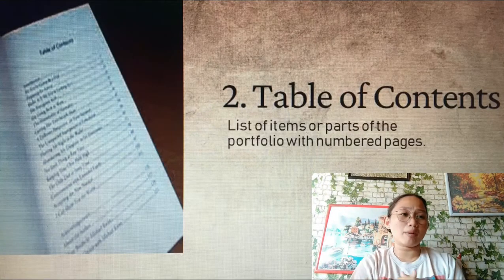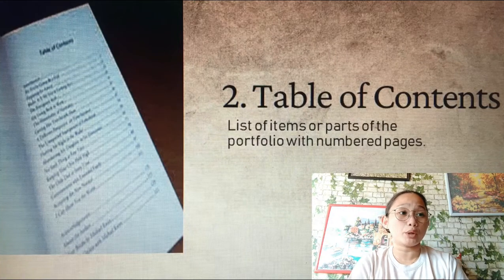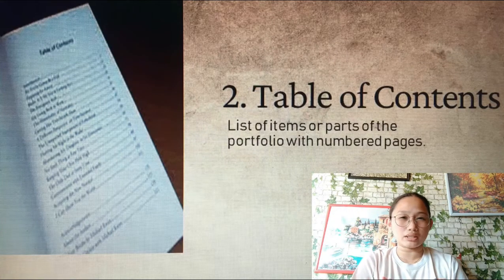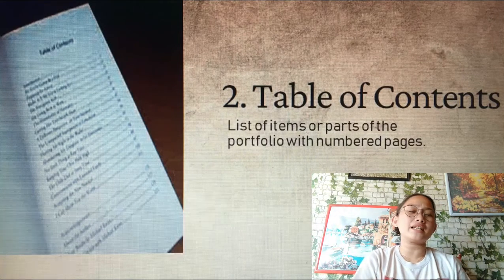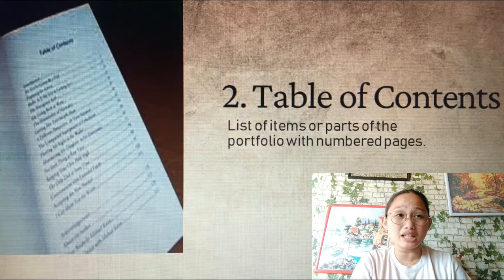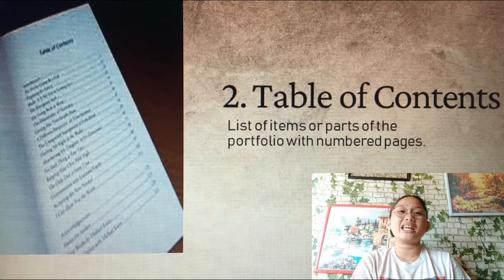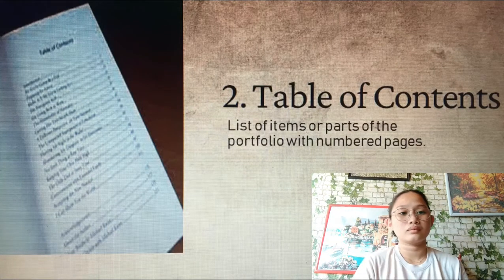Next is the table of contents. It is a list of items or parts of the portfolio with numbered pages. A table of contents is commonly found on a page before the commencement of a written book. A table of contents is essential for the reader's orientation.